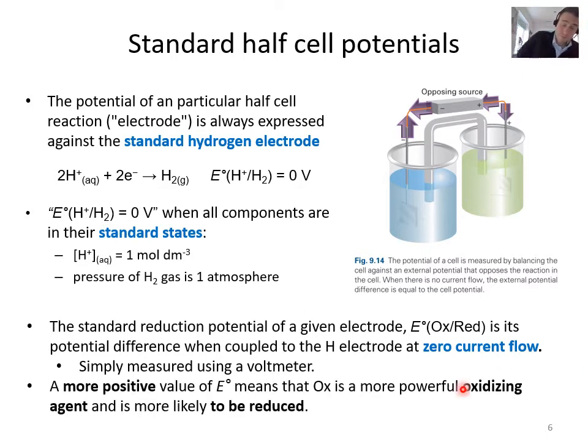Key point here, which I'm going to reiterate on the next slide, is that the value of this standard reduction potential for a half cell is going to tell us how powerful an oxidizing or reducing agent you've got. So if you have a more positive value of this E standard, then you have a more powerful oxidizing agent, and it's therefore more likely to be reduced. And if you remember OIL RIG, reduction is gain, so the one with a positive value of this is more likely to gain the electrons off of the other species in the full reaction.